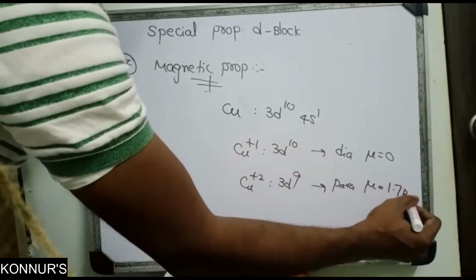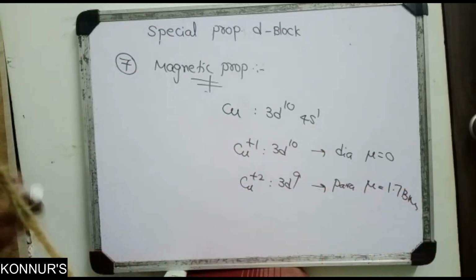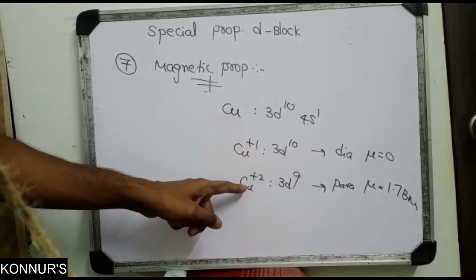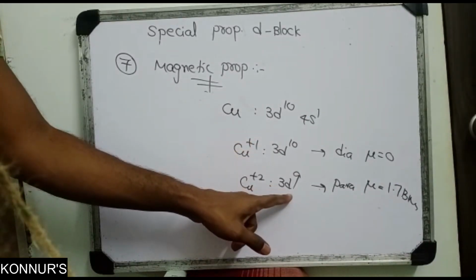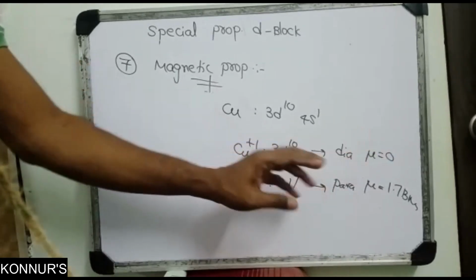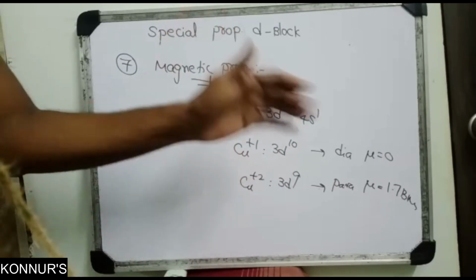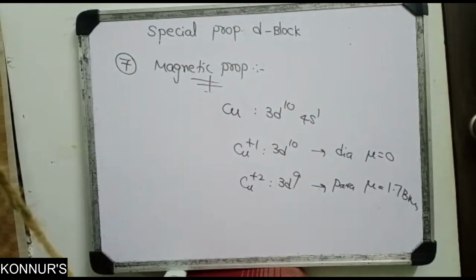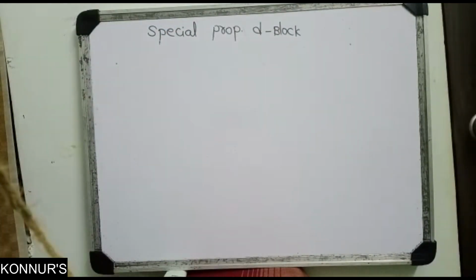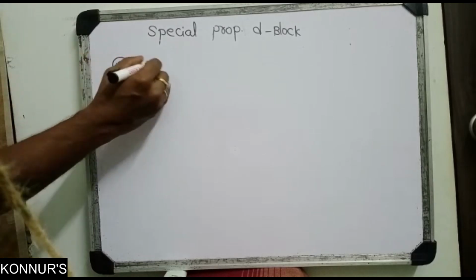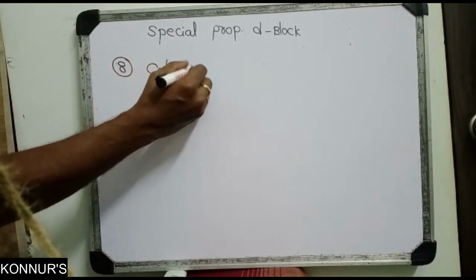So the mu value is 1.7 Bohr magnetons. Whatever example is given, first identify the oxidation state of the metal and count the unpaired single electrons. However many unpaired electrons, you directly give the answer. Next, the eighth one, we will see color properties.